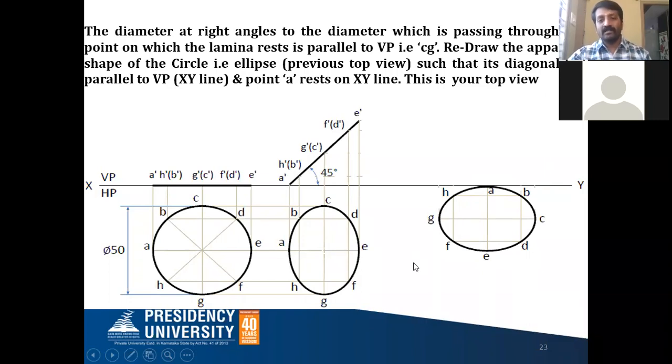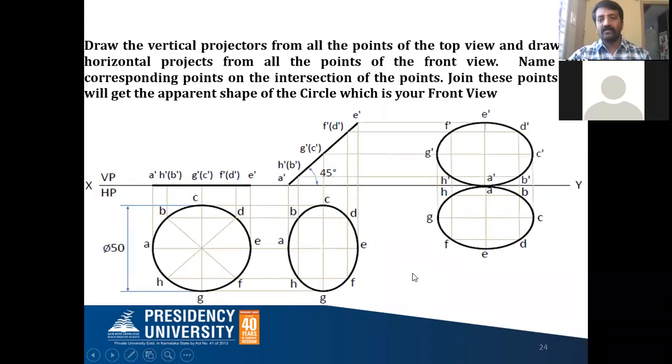So after redrawing this, the last position, you can easily draw it. Draw the vertical projectors from all the points of the top view like this. You can see the cursor. Draw the horizontal projectors also from all the points from the previous front view. Coincide the points. A is here and A dash.